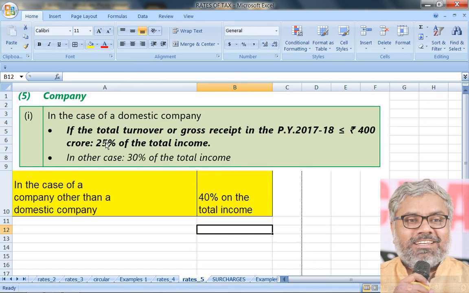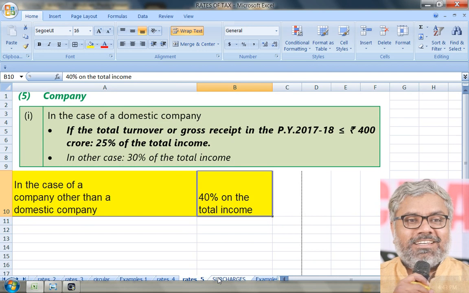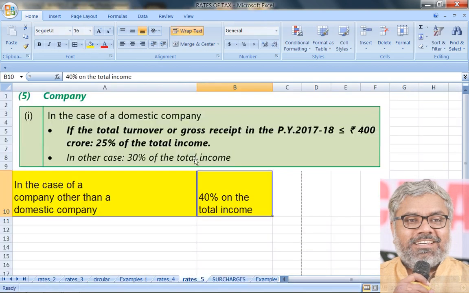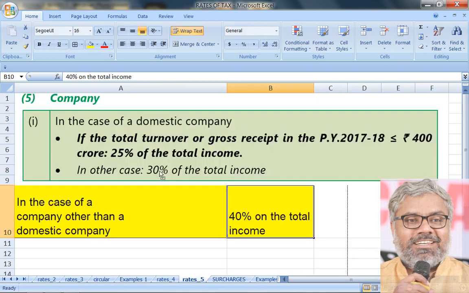Flat rate has to be applied on the total income. Which rate, 25% or 30%? That depends upon the turnover in the year 2017-18. That is about domestic companies. Foreign companies pay a 40% flat rate plus a surcharge of either 2% or 5% as the case may be. That is the application of tax rates for companies.